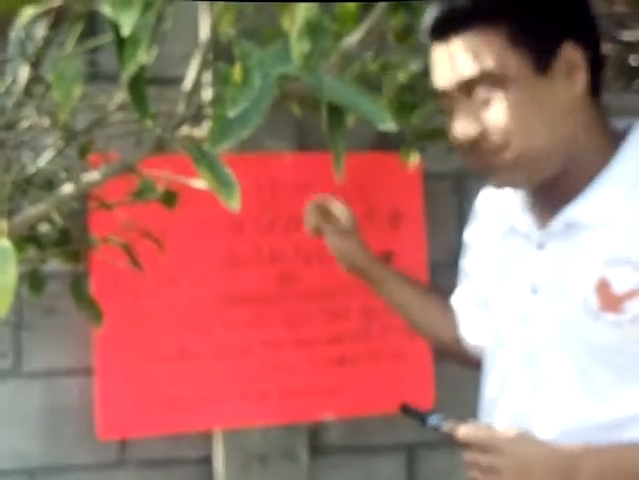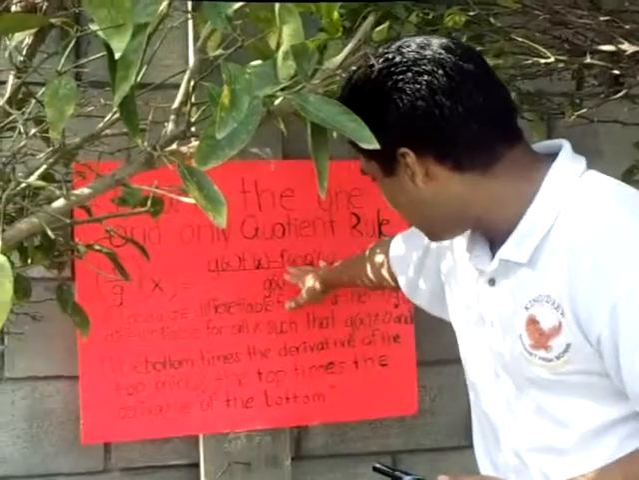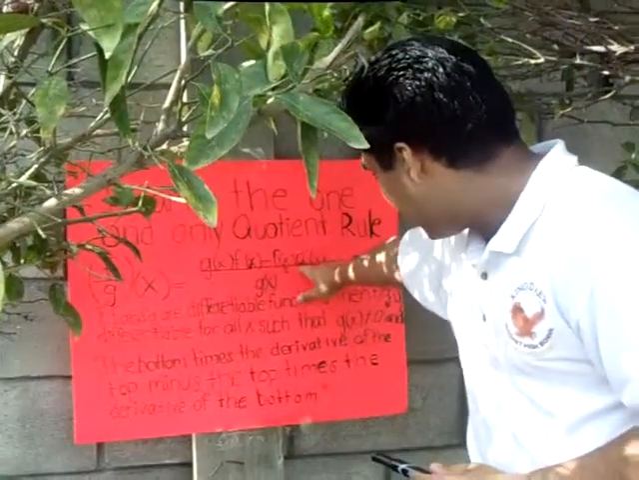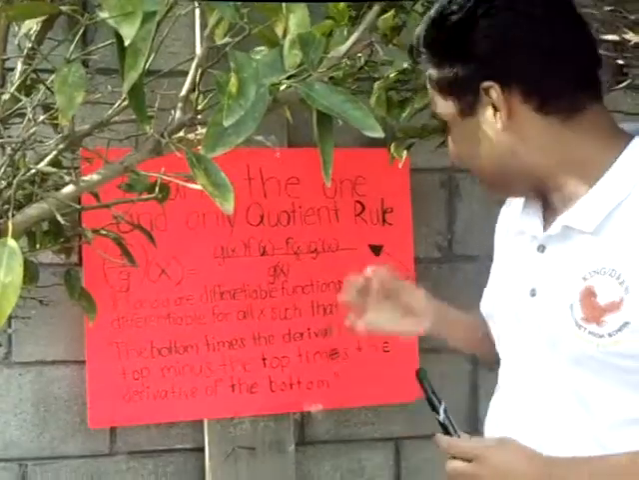We have the derivative of f of x over g of x, and it's a fraction, like I told you. It equals g of x times the derivative of f of x, minus f of x times the derivative of g of x, over g of x squared.